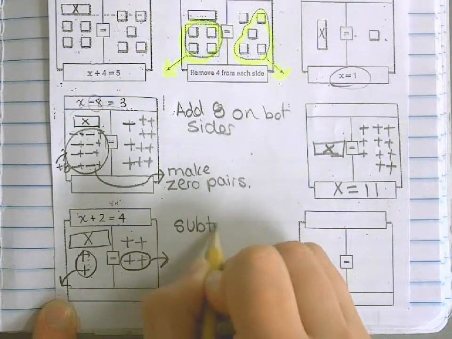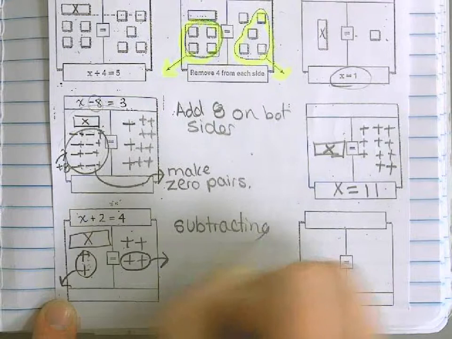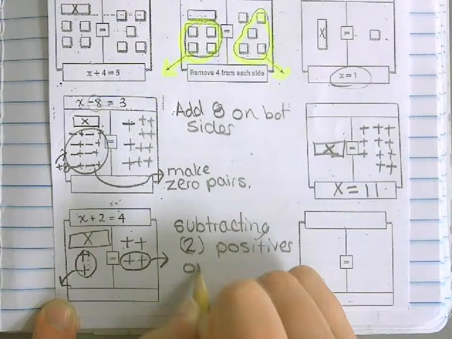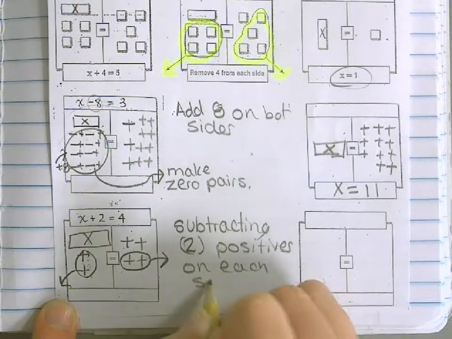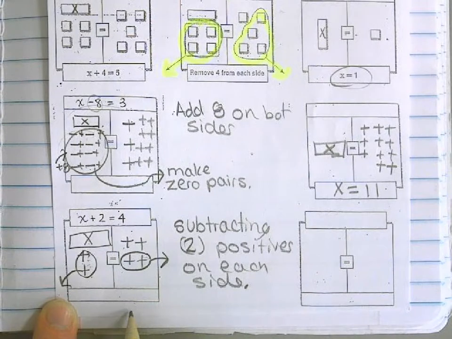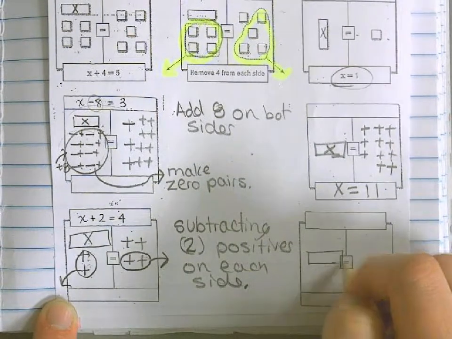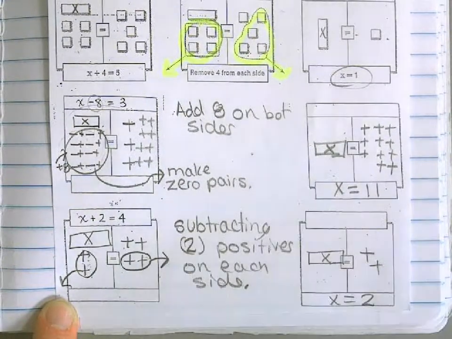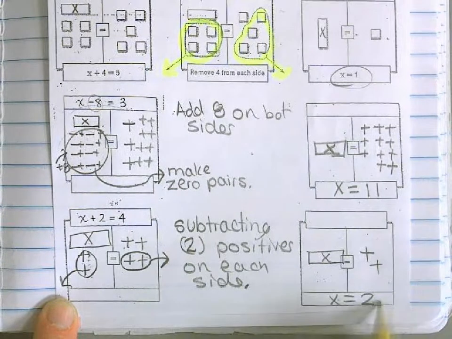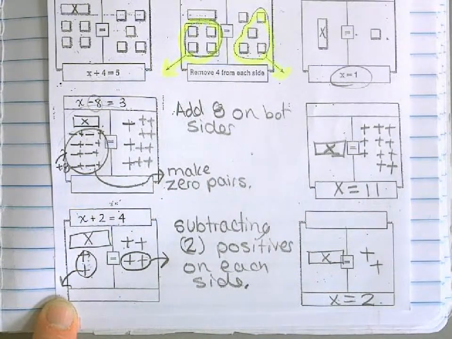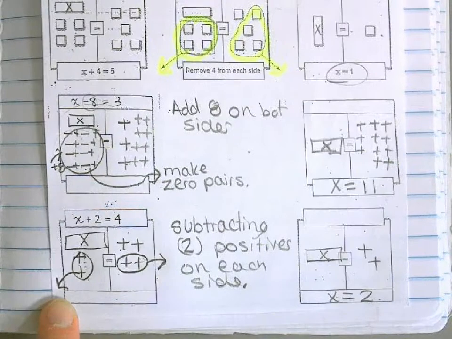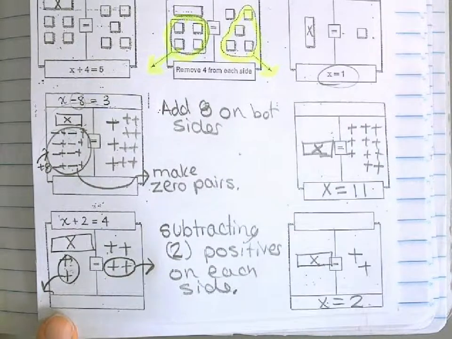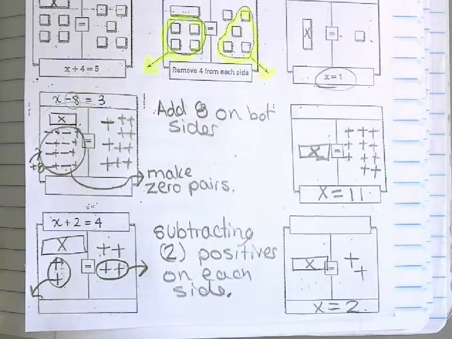So I'm subtracting 2 positives on each side. So that would be x equals 2. X equals 2. Any questions? We good? Okay.